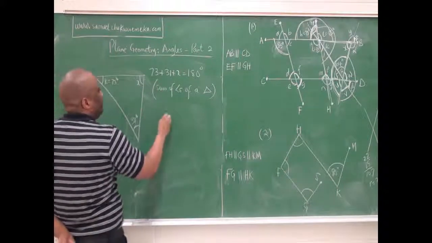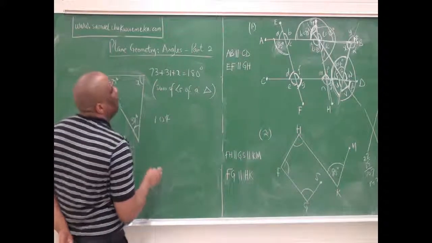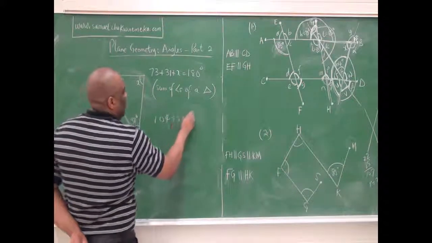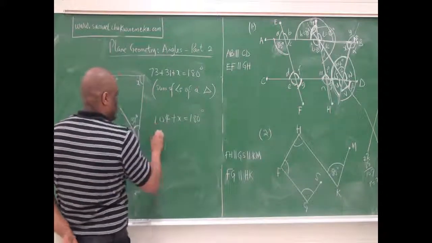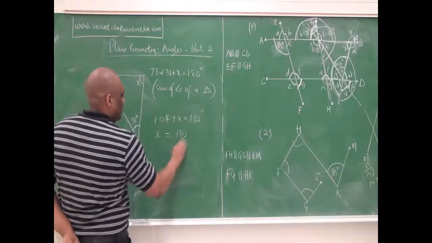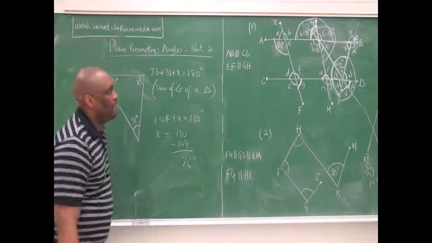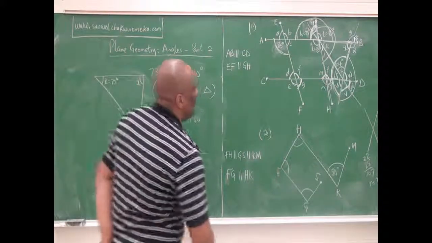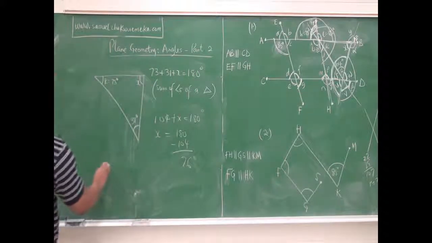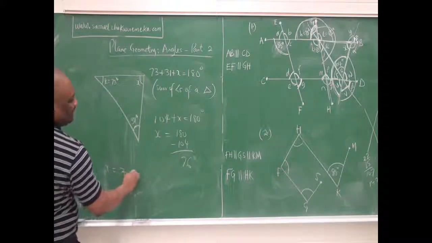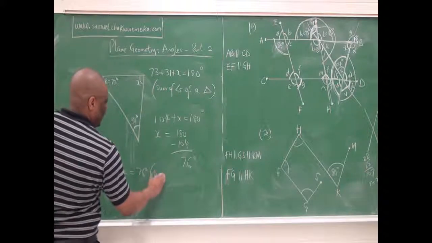So this will give you what? 104. 104 plus X is 180. So X is 180 minus 104. 10 minus 4 is 6. 76. Our X is 76. So our X is equal to Z, which is 76 degrees. Reason: vertical angles.